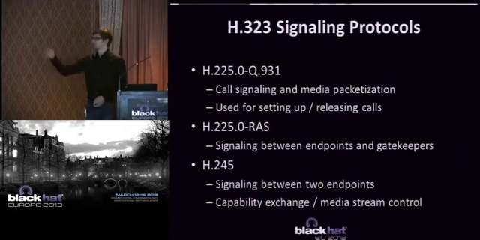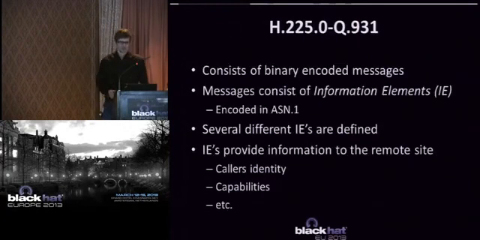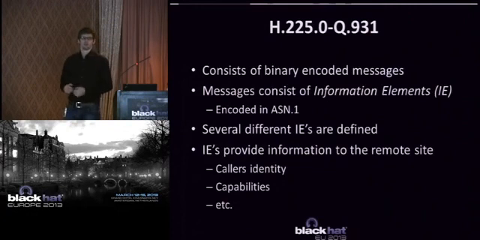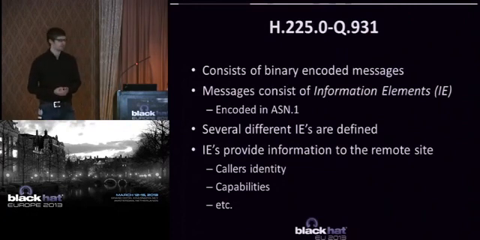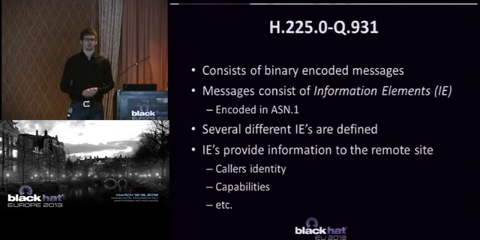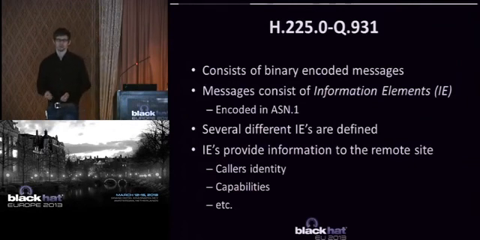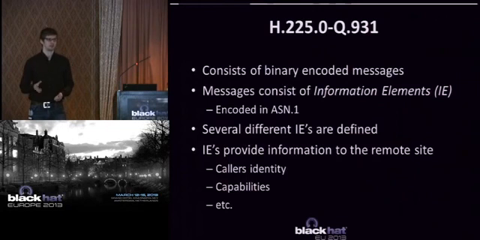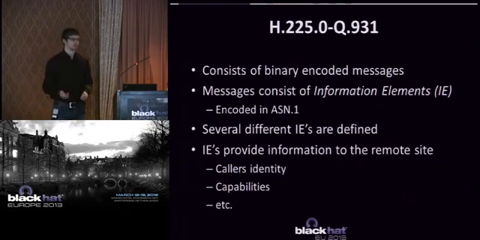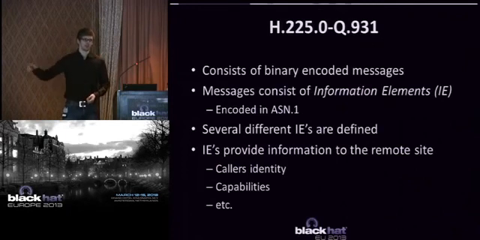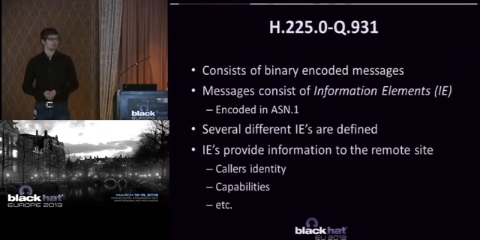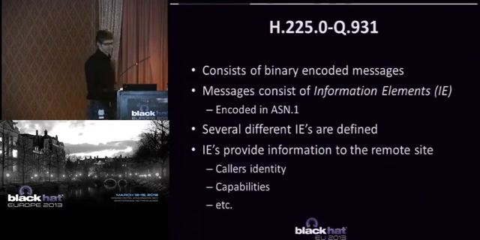And we actually focus on the first protocol. This protocol consists of several different messages. And each message consists of so-called information elements, which are basically just some kind of information which is transmitted. For example, the caller's identity is an example for an IE, which is just the name of the caller, which should be displayed at the other side. And there are other information elements like capabilities your device is able to support, stuff like that.